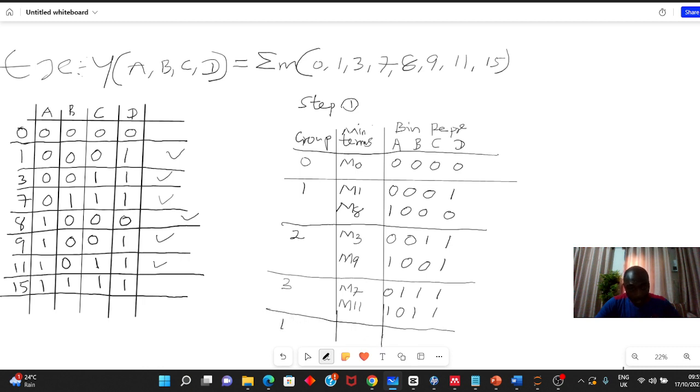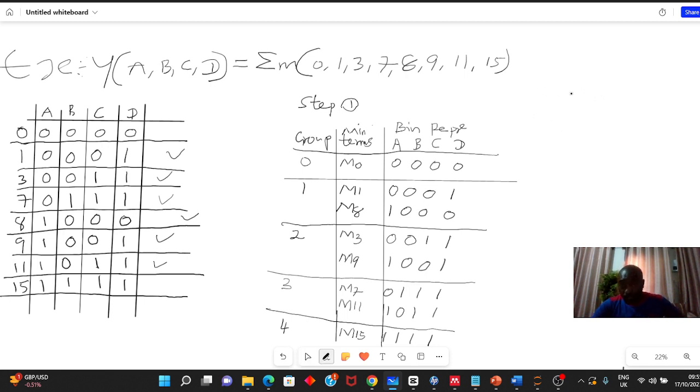And then the next group is the group of fours, the ones with four ones. So we have that at just M15, right? M15, and the binary representation is 1, 1, 1, and then 1, right?